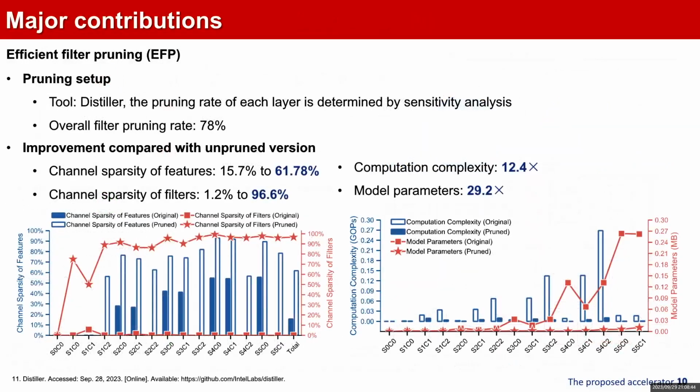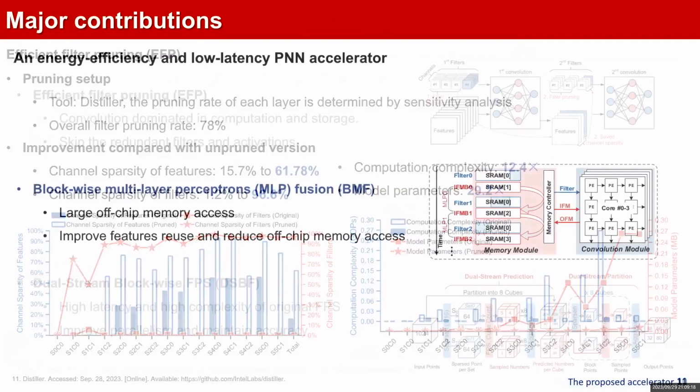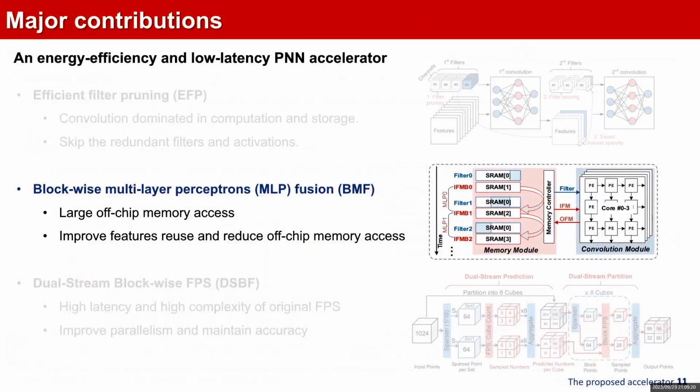We performed the EFP on the PointNeXt network with a 78% overall filter pruning rate. The improvement is significant. EFP brings a lot of channel sparsity in both features and filters. As a result, the computational complexity and the model parameters are reduced by 12.4 times and 29.2 times respectively. And the output stationary data flow of the proposed accelerator provides strong support for structured pruning, resulting in minimum hardware overhead. The next part is the blockwise MLP fusion method.